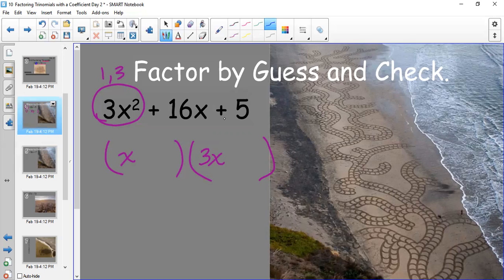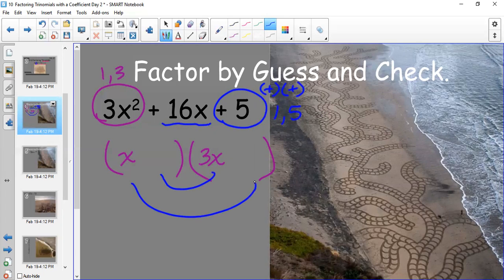All right, then we look at our last term and it was 5. Our middle term is positive, so I know that this has to be a positive and a positive. Well, we only have two numbers that multiply to get 5, and that is 1 and 5. But the question is, which one goes where? So to determine that, we do our outside and inside numbers, and remember when we add them together, it has to give us 16 x's.